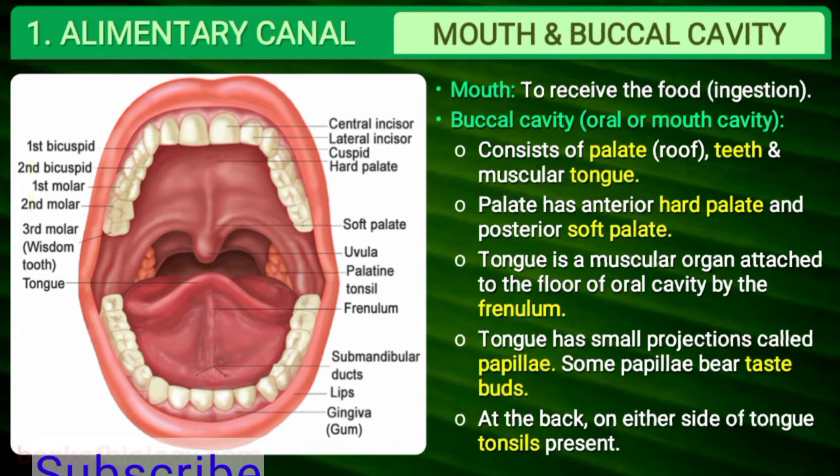The tongue is a muscular organ attached to the floor of the oral cavity by the frenulum. The frenulum is a connection between the tongue and the base. The tongue has small projections which are called papillae. Some papillae have taste buds. These taste buds determine acid, base, sour, and bitter taste. At the back, on either side of the tongue, tonsils are present. And molars, incisors, premolars, canines, these are the teeth in the teeth sockets.